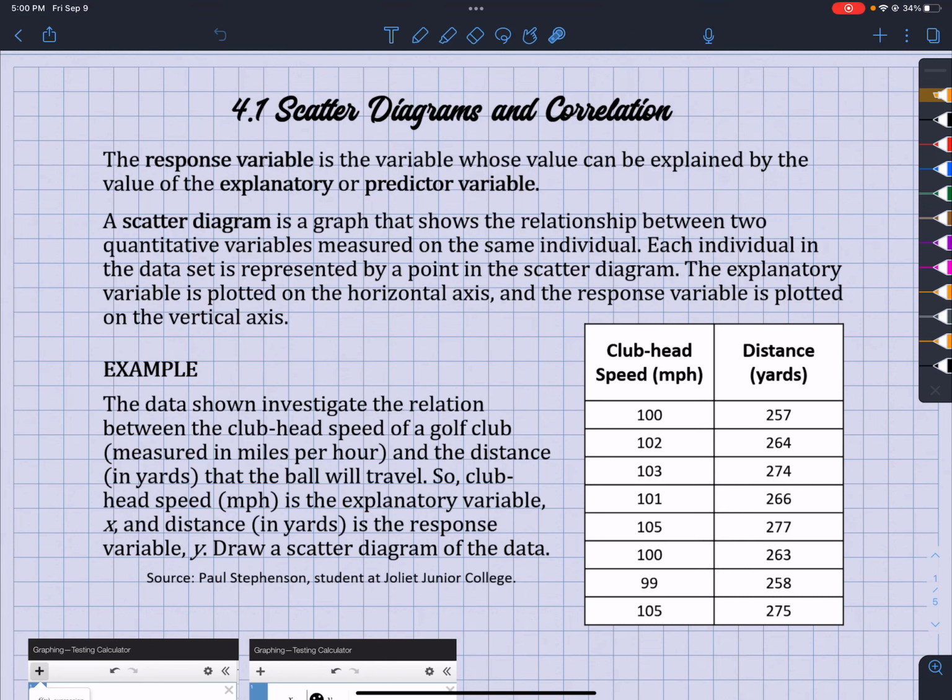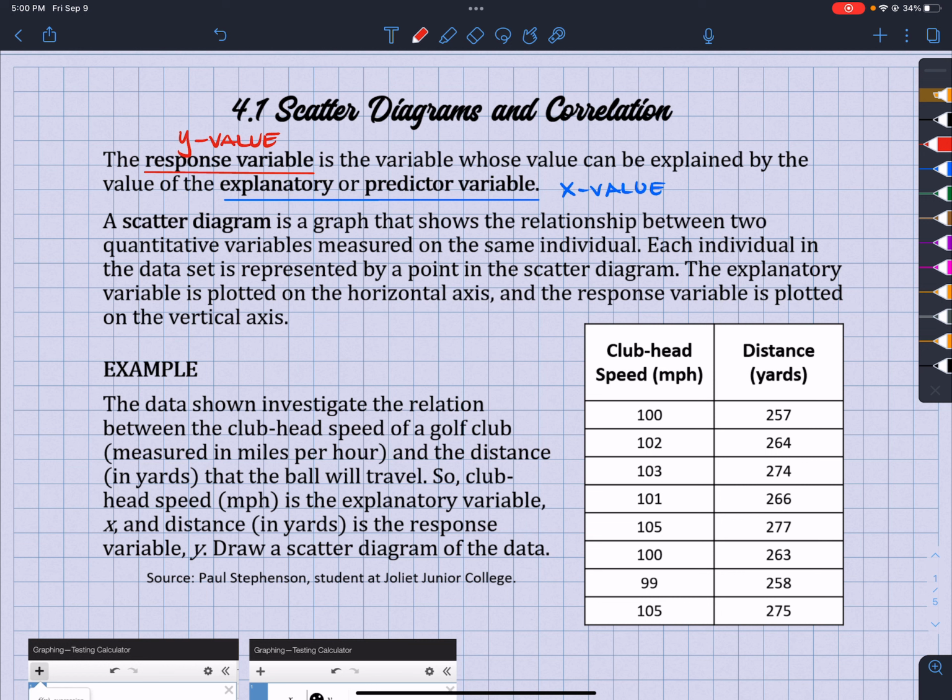All right, so with 4.1 and 4.2, we're talking about scatter diagrams and correlation. So first, let's talk about the response variable versus the explanatory or predictor variable. The predictor variable is the so-called X value. It's independent. It's going to predict what's going to happen, and the response variable is your so-called outcome, which is your Y value.